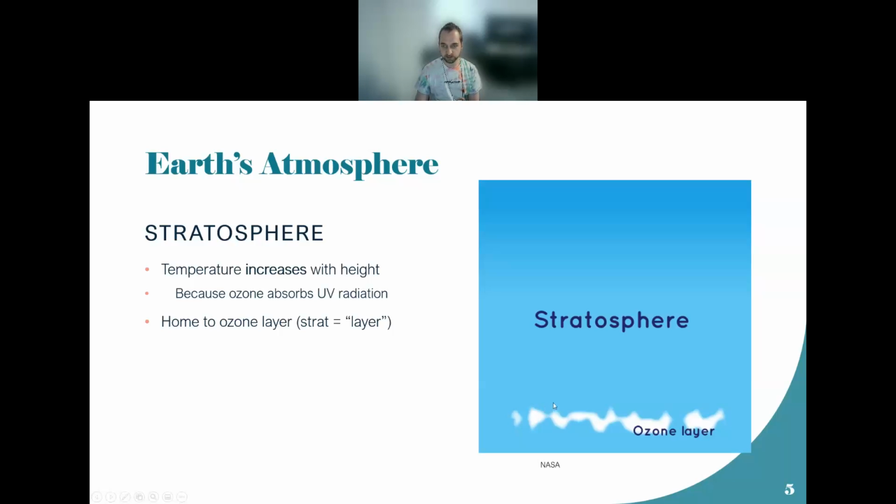This is where it gets its name, the stratosphere, strat meaning layer, and it has a layer within it called the ozone layer. So it's a layer within a layer. That's why it's called the stratosphere.